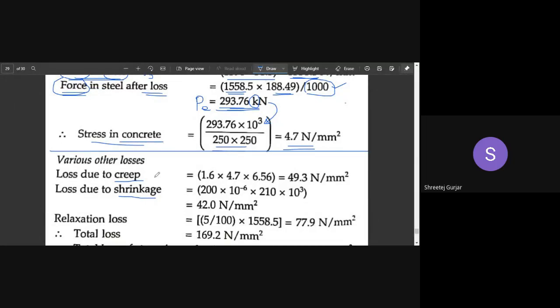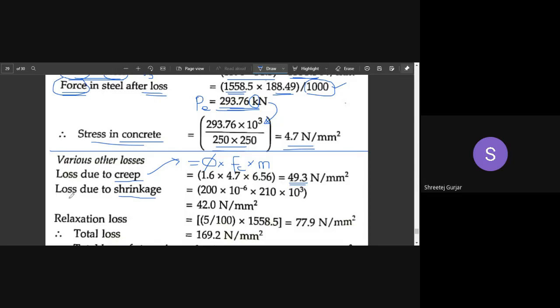So loss due to creep. Loss due to creep is phi into FC into M. This is M, this is FC, and this is phi. Phi they have given as 1.6, FC we have calculated as 4.7, and the modular ratio also we have calculated. So you have got the loss due to creep. All of these losses due to creep and shrinkage, remember, are occurring in steel.